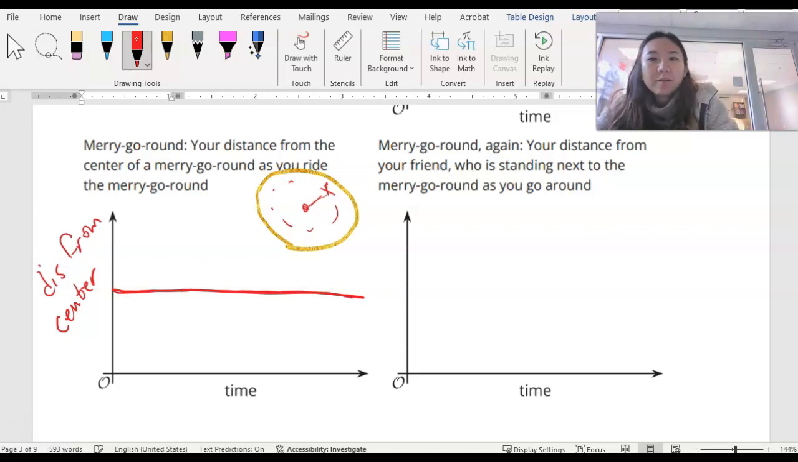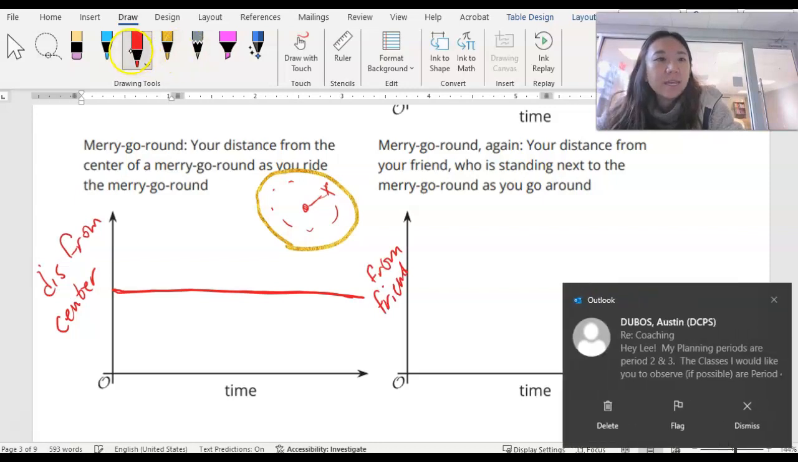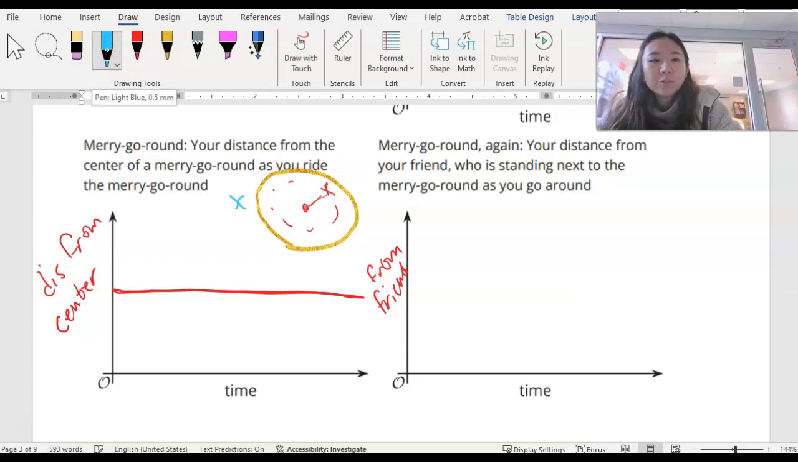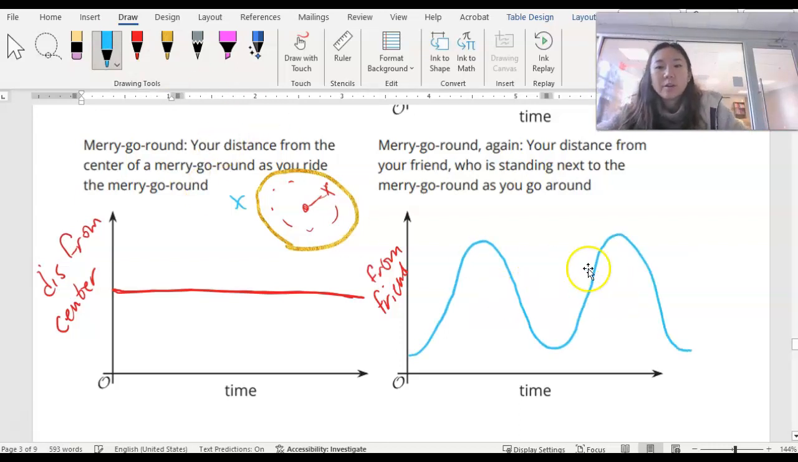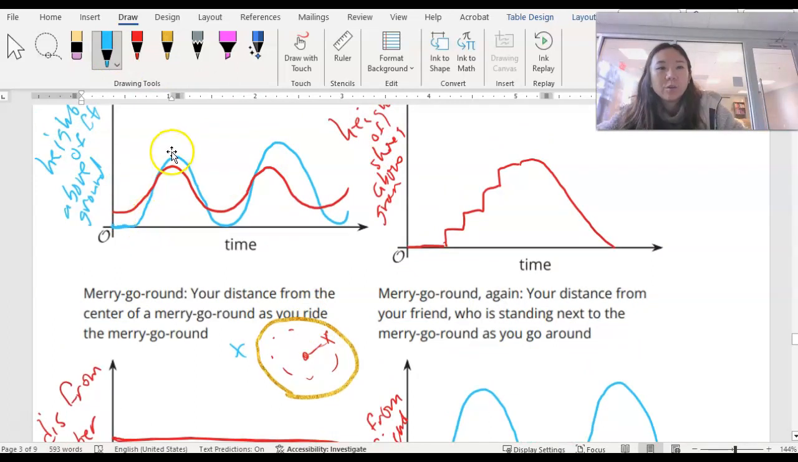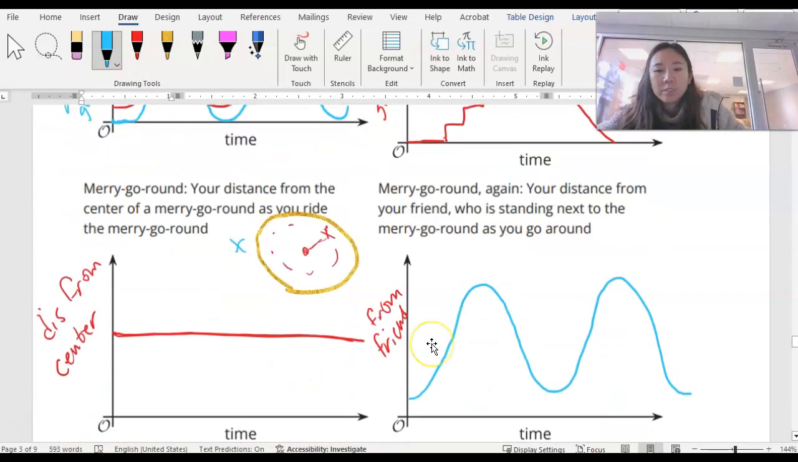All right, and then the merry-go-round again, this is the distance from your friend. So when I said relative to something else, so let's say that my friend is standing next to the merry-go-round here, right? And so as I go around, I'm coming closer to my friend and then moving further away, closer, further away, closer, further away, right? And so I'm not right next to my friend to start with, I'm away from my friend, and I'm going to be moving further, closer, etc. So that graph should look very similar to this one in that your distance is changing over the course of time.